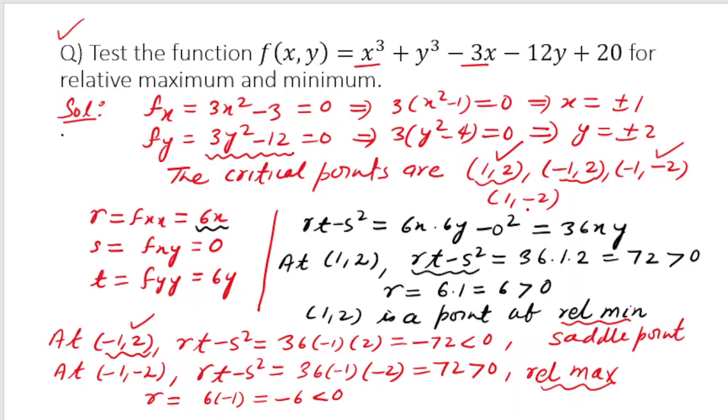Now there is one more point, that is 1 comma minus 2. So I am going to squeeze the things here. So at 1 comma minus 2, what is rt minus s square? You are smart enough to see that 36 into 1 into minus 2 is equal to minus 72, less than 0. So this is also a saddle point. So here in this problem we have got two saddle points, one point of relative maximum and one point of relative minimum. Right, create your own notes and write it carefully.